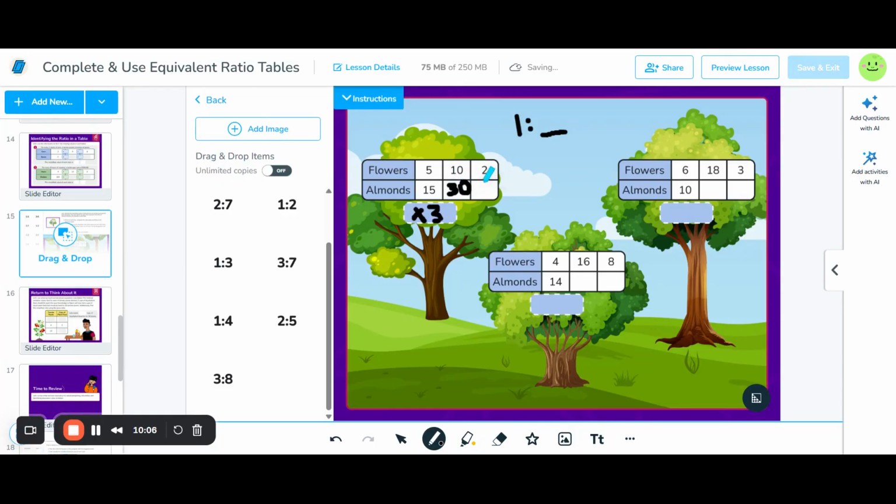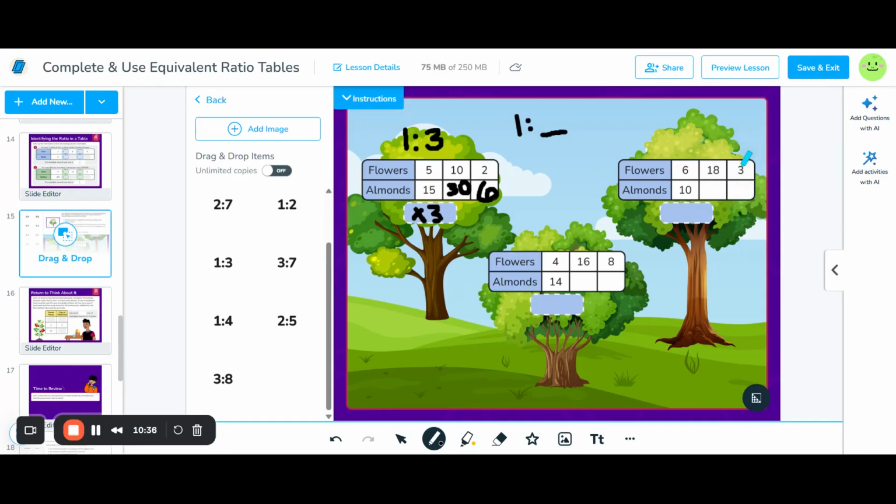2 times 3 is going to be 6. So this one has a 1 to 3 ratio. Yep, for every flower, it's going to have 3 almonds. How about this next one? Here we have 6 flowers and 10 almonds. Okay, so what if we have 18 flowers? Then how many almonds are we going to have?